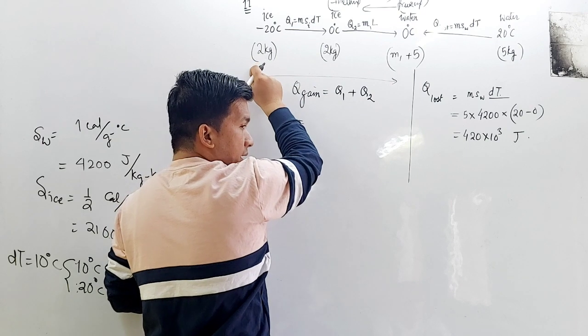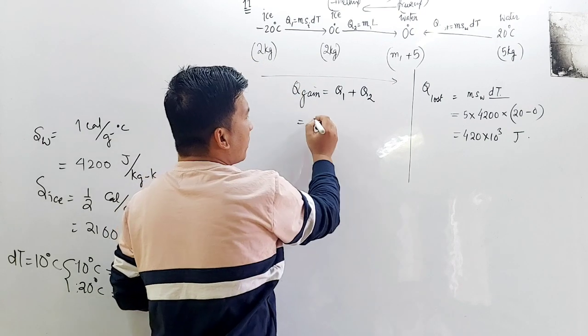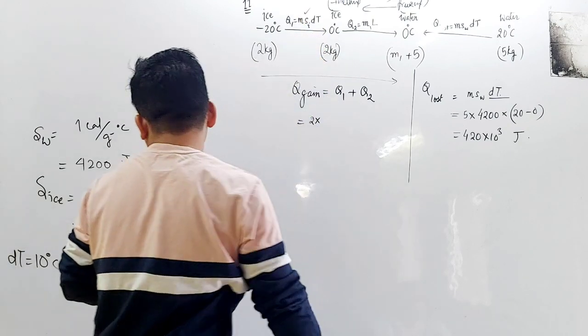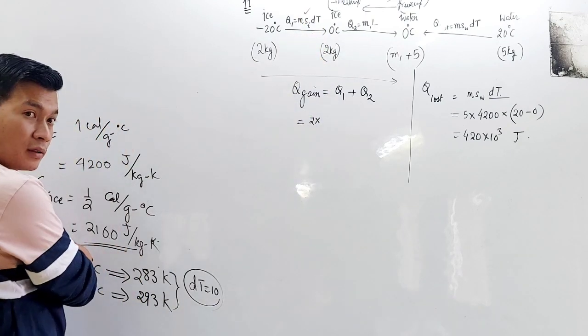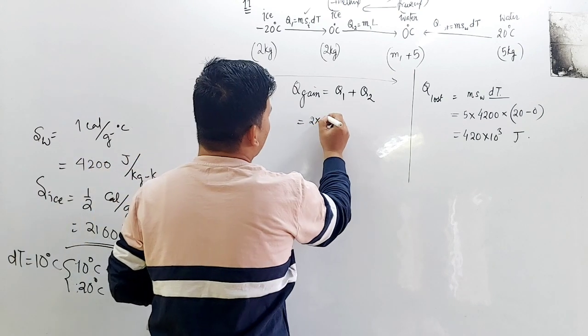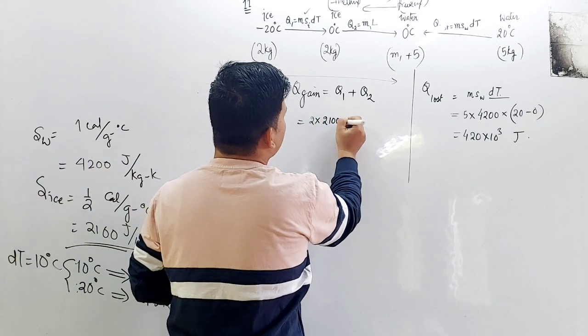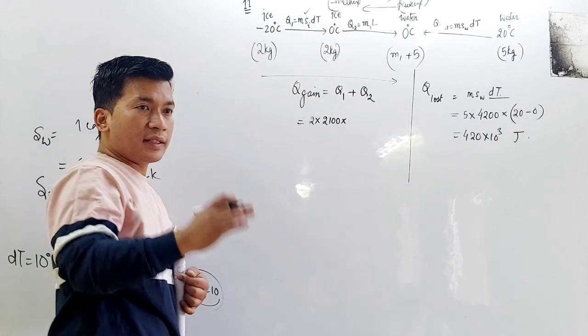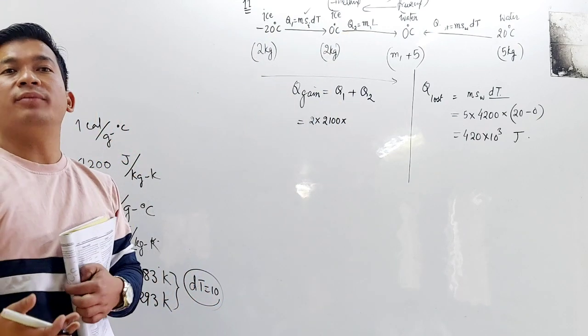What is the mass of the ice? 2 kg. And what is the specific heat of ice? We put it as 2100. And what is the change in the temperature from minus 20 degrees to 0 degrees? There is an increase of 20.